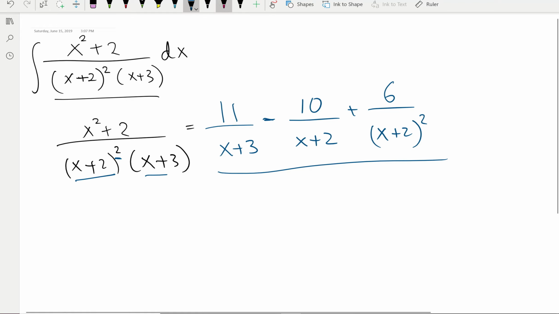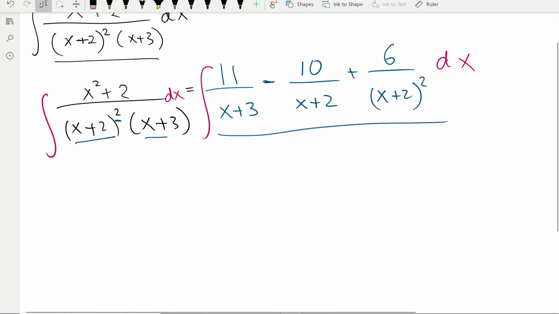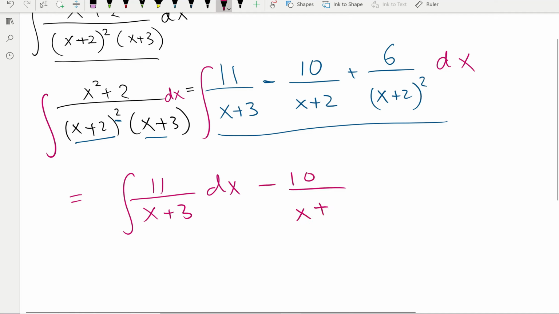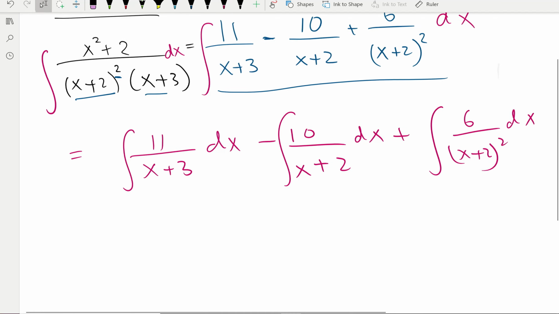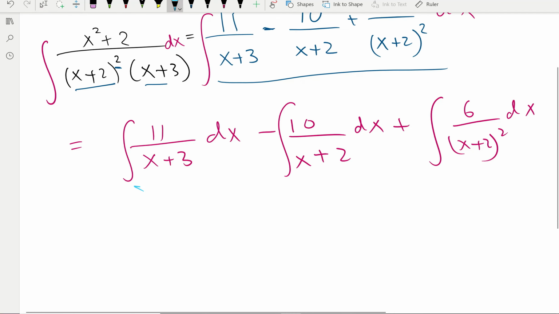So now you have to integrate. Integrating the left hand side is the same as integrating the right hand side, right? That's the whole point of decomposition. So we can separate this integration. We can first integrate 11 over x plus 3 minus 10 over x plus 2 separately, and we can integrate this one separately. The first two parts you know how to integrate, right? We saw that in the last video.